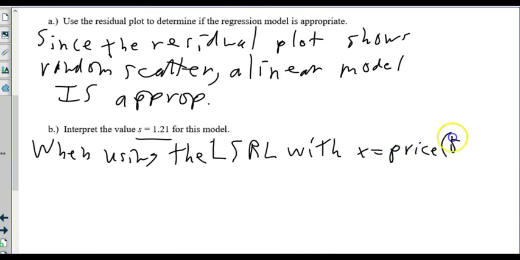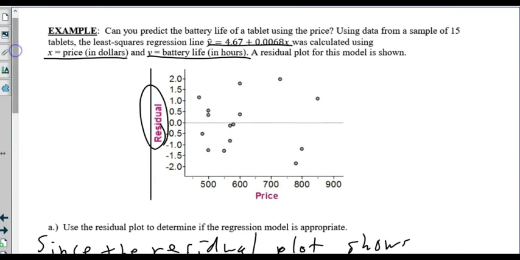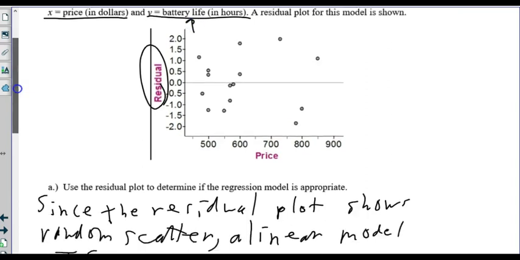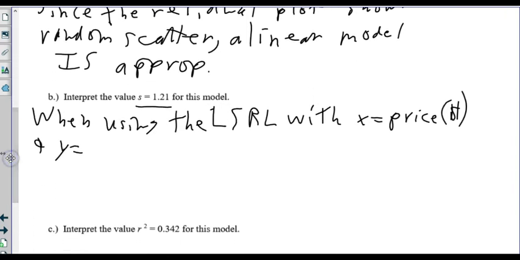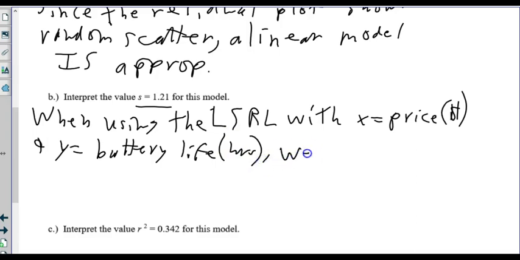And we can put parentheses, a dollar sign. And y being, well, what was y? It tells us right up here, battery life in hours. Not residuals. We look at the original paragraph. Y is battery life. And we put parentheses, HRS, for hours. We copy the rest of this.